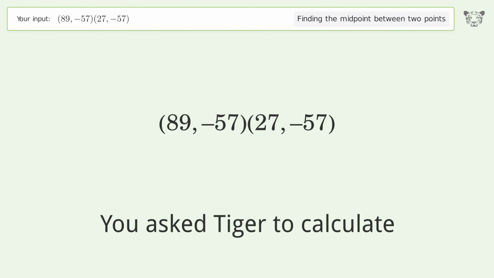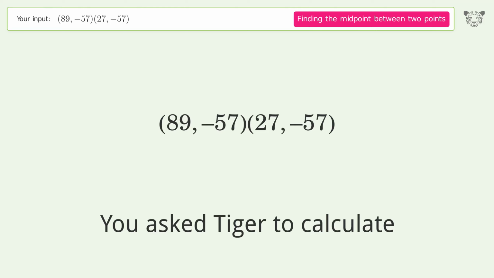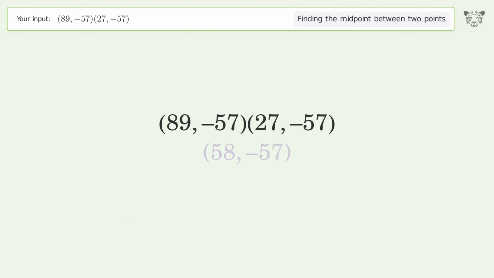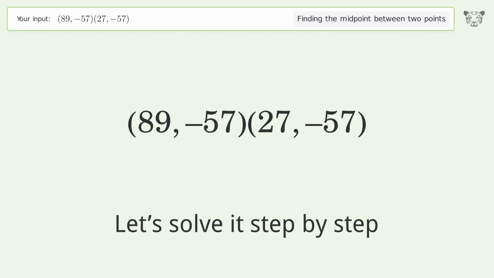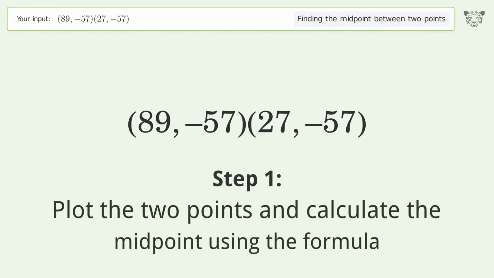You ask Tiger to calculate. This deals with finding the midpoint between 2 points. The midpoint between the 2 points is 58, negative 57. Let's solve it step by step. Plot the 2 points and calculate the midpoint using the formula.